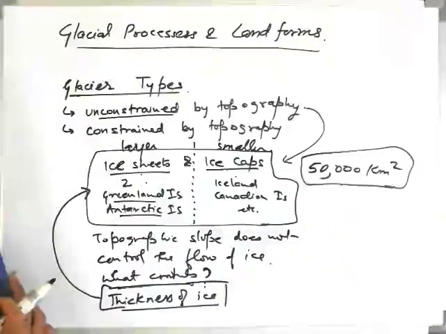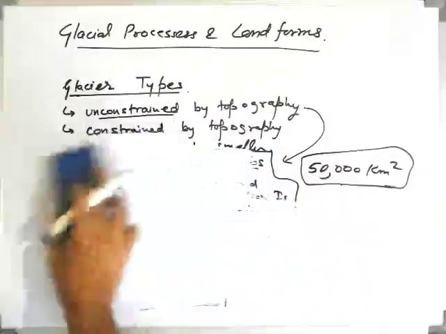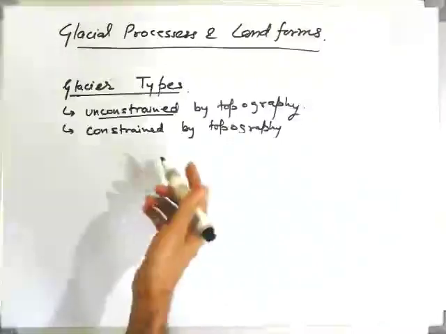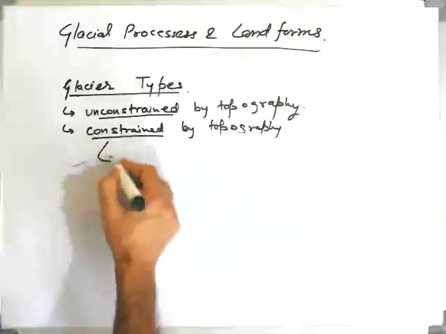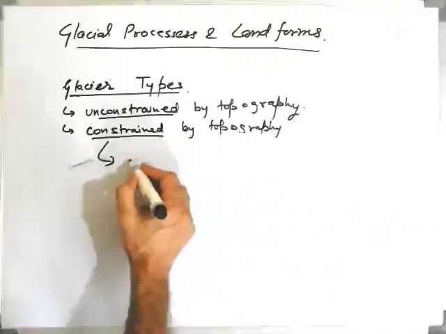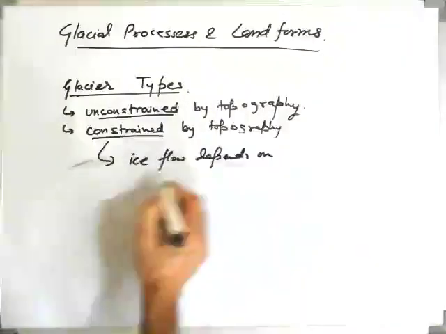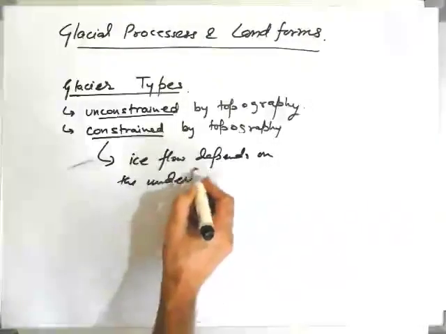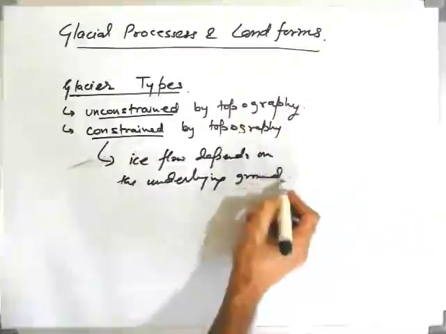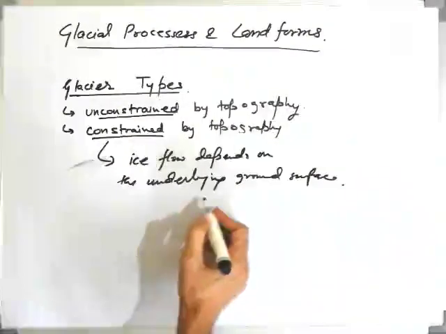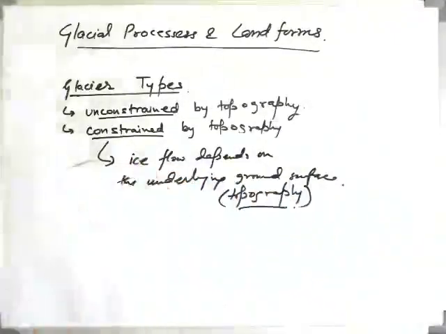Okay. So now let us come to the glaciers that are constrained by topography. Now these glaciers are the valley glaciers. The glaciers constrained by topography, it means that those glaciers where the ice flow depends on the underlying ground surface or topography. Underlying topography dictates the ice flow.